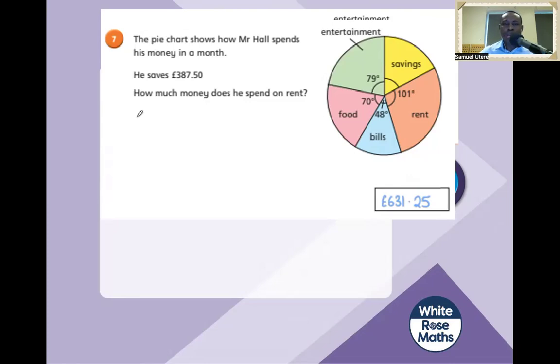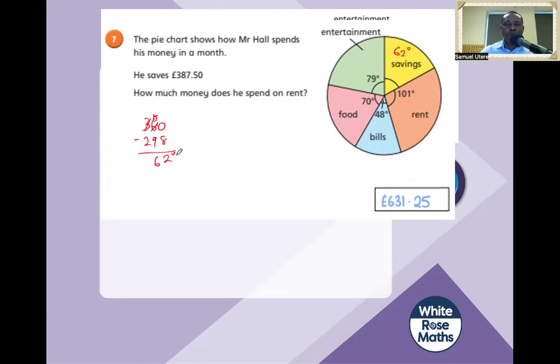So to get the angle that the savings represent, we'll do 360 degrees minus 298 degrees. Here we can borrow from there. That's a 5. So 10 minus 8 is 2. If we borrow from here, that's 15. 15 minus 9 should be 6. So 62 degrees is this portion here.